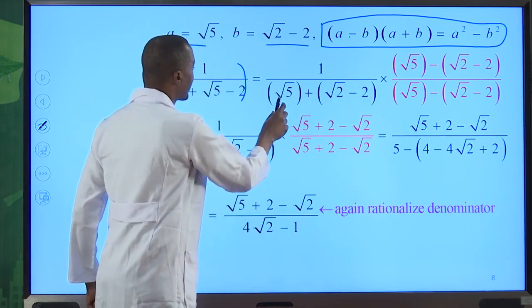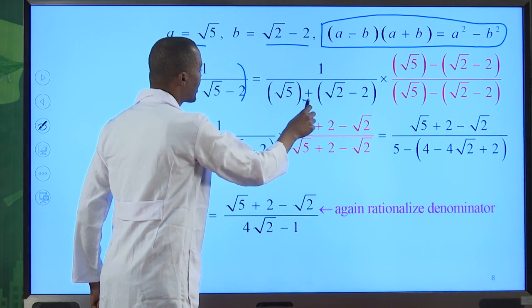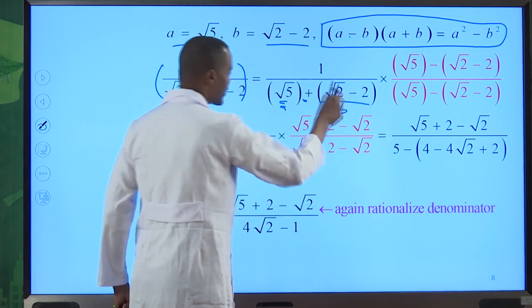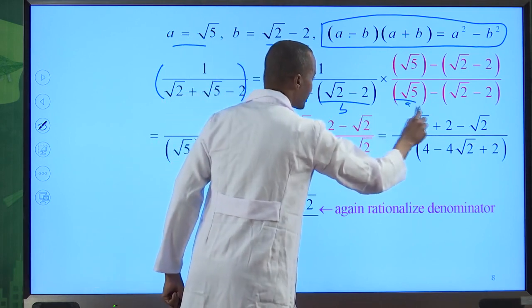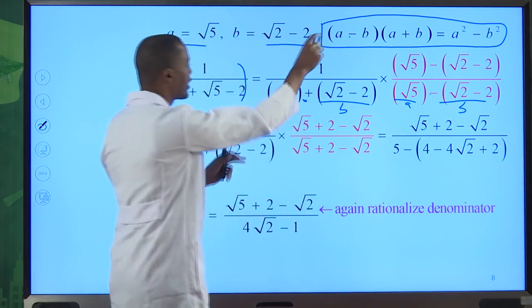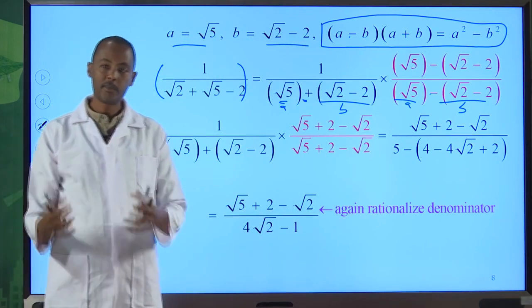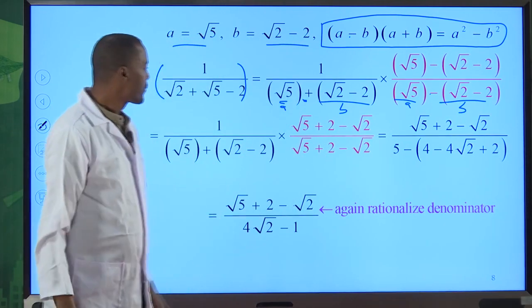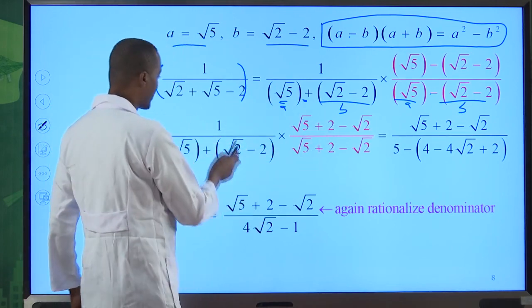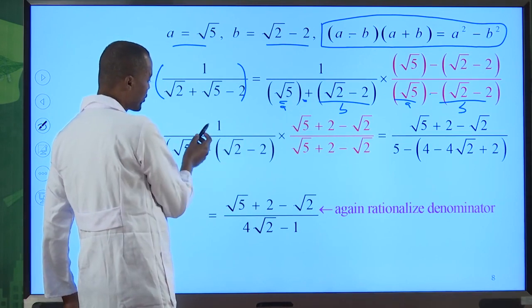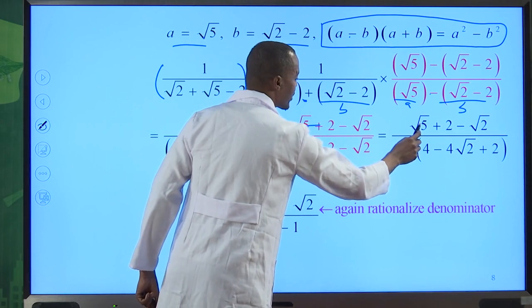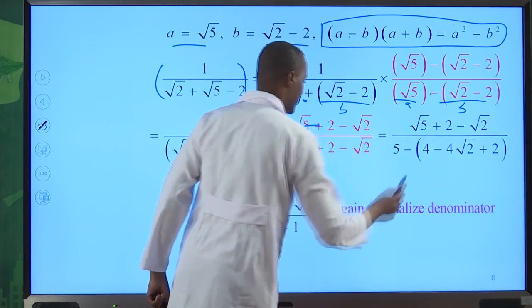And here I have root 5 joined by plus. The a term is joined by plus to the b term. Here is my a term, and the b term is joined by minus, as you can see. So it is exactly in the form of a plus b and a minus b. And then after a couple of steps, the numerator part is to be multiplied by 1. 1 multiplied by everything is the same, so it will be root 5 plus 2 minus root 2.